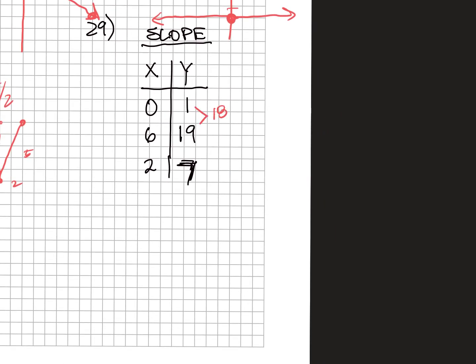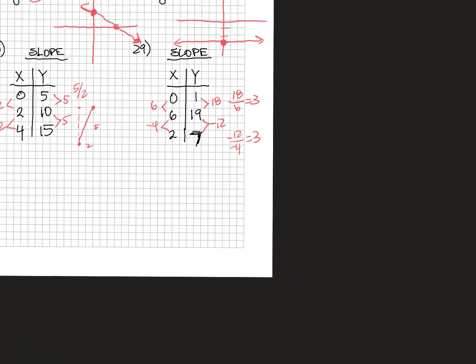This one went up 18. This one went over 6. So that's up 18/6, that's a slope of 3. The bottom looks weird, right? This one went down 12, this one went down 4, but -12/-4 is still +3. So the slope is +3 there.